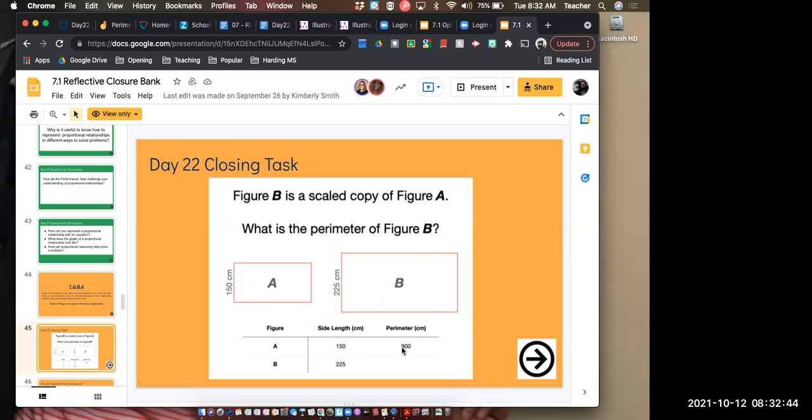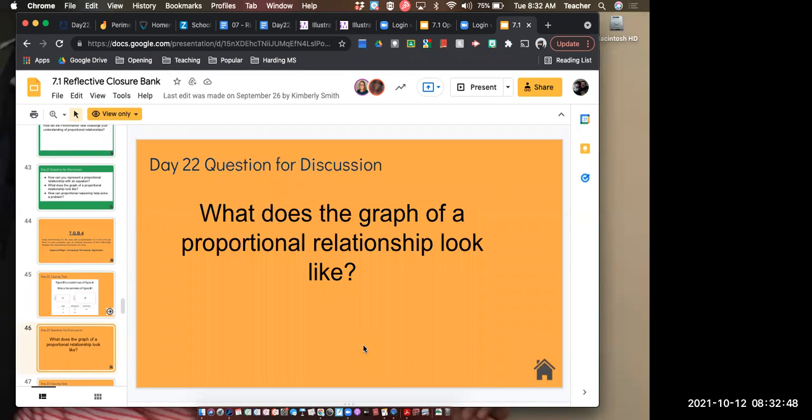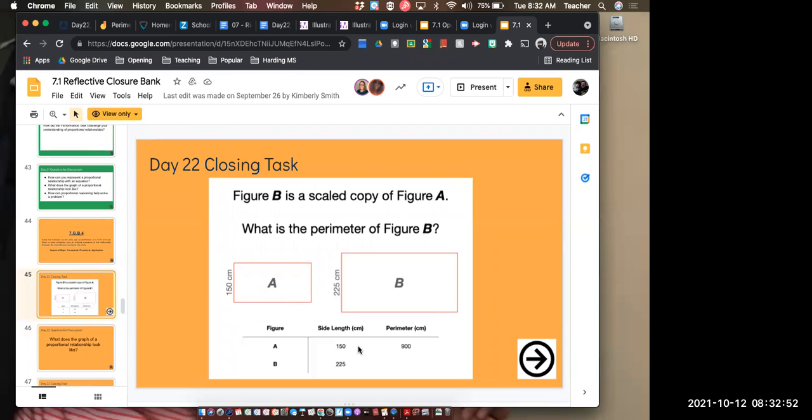Well, the ratios are the same. I did it wrong, I'm sorry. The ratio is the same. So if this is 150, it's going to go up to 900. What's the ratio? What is the K, so to speak? And the K is the same way. So you would take that K and multiply it by 250, 225, and you would get the perimeter of it.